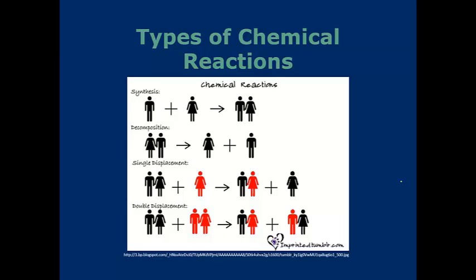A single displacement is when one substance is replaced for another. So in this example, we've got a couple and boy leaves girl for another girl. A double displacement is when there is a switch of partners. So boy and girl switching out for different partners.